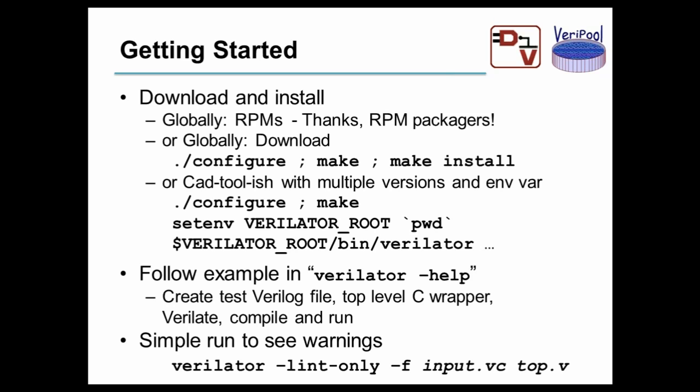After you've installed it, there's a reasonably small example in the Verilator man page, which you can get by just running verilator --help. It shows how to create a real simple hello world file and a little wrapper, and Verilator compile and run it. It shouldn't take you more than 5 minutes. And you can now also use it as a lint tool. So if you have your own design, you can just say verilator --lint-only and give it an input.vc if you need one, listing all the directories, and just give it a top-level file, and it'll go off and tell you what it's not so happy about.